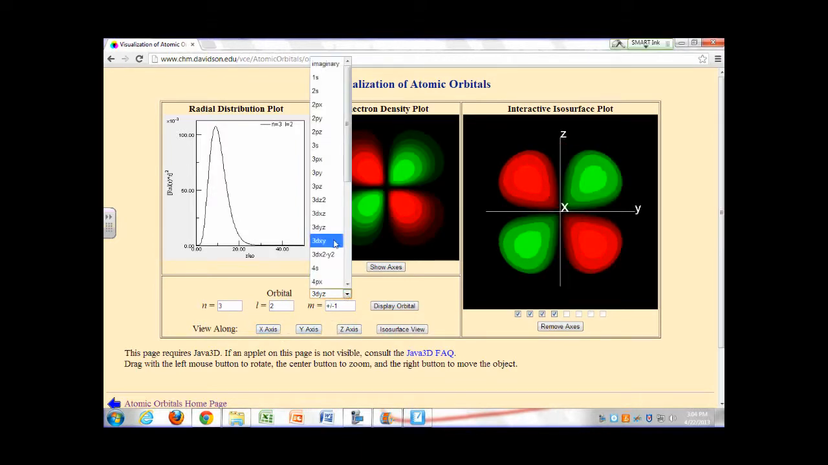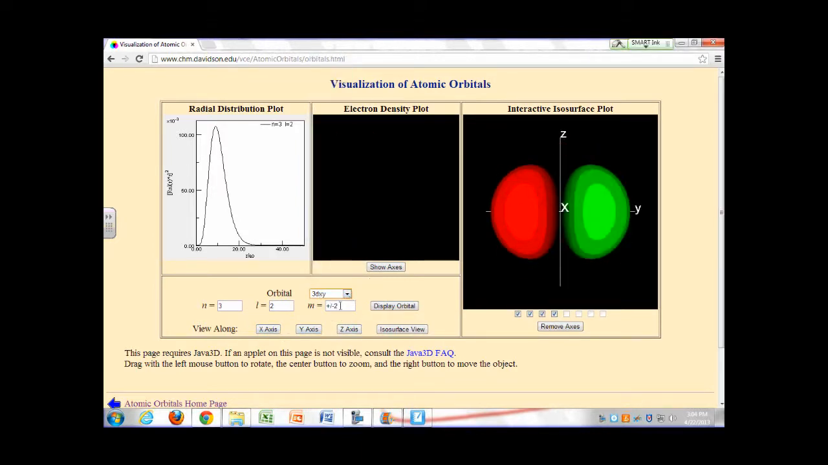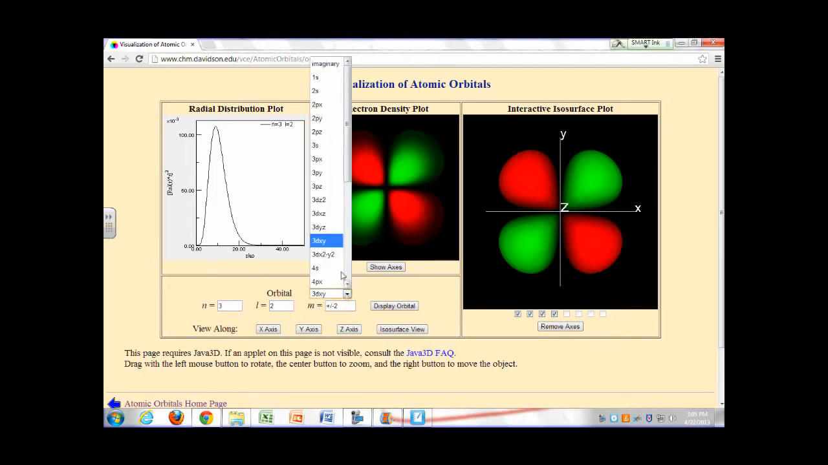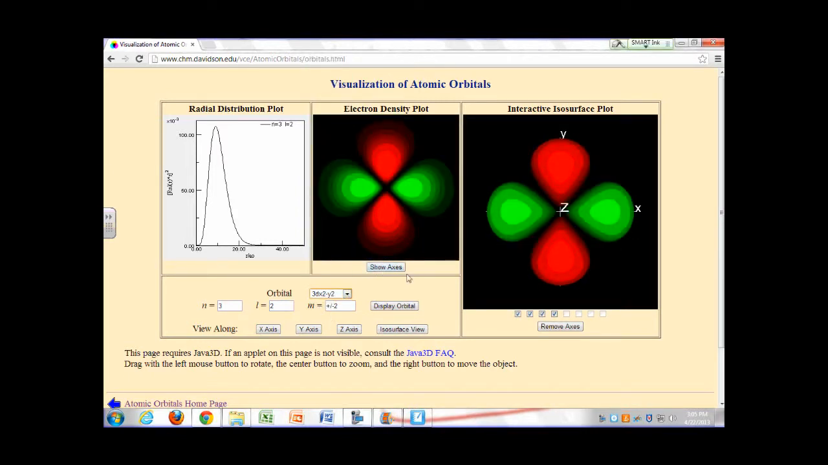And then if you do 3dxy, okay, you can see that that's a linear combination of orbitals with m equals plus 2 and m equals negative 2. And then 3dx squared minus y squared is the other combination of 3d orbitals with m equals plus 2 and m equals negative 2. Okay.